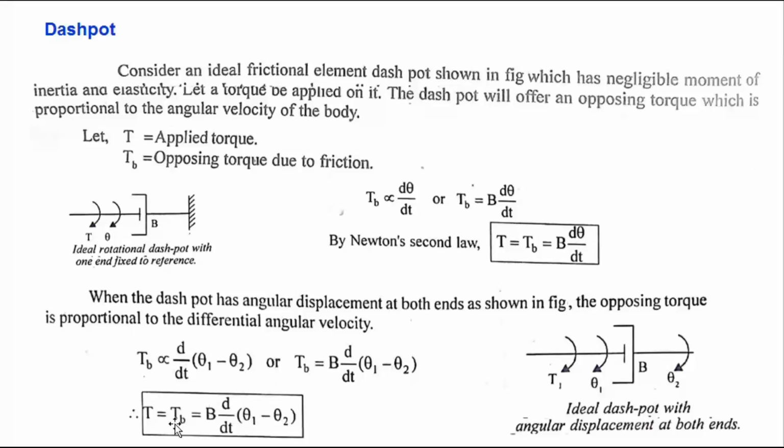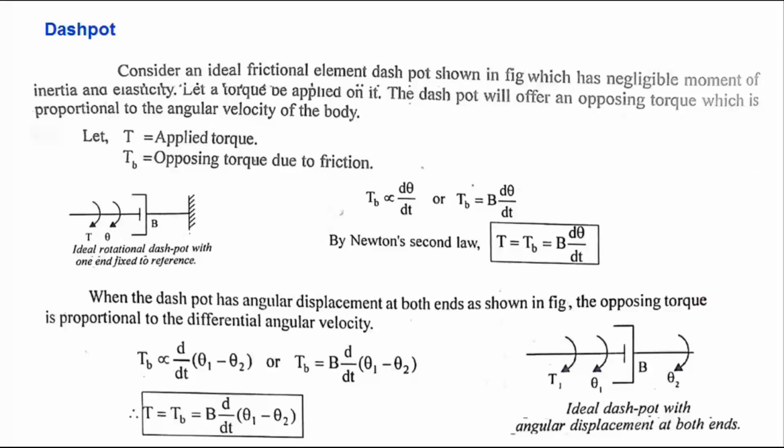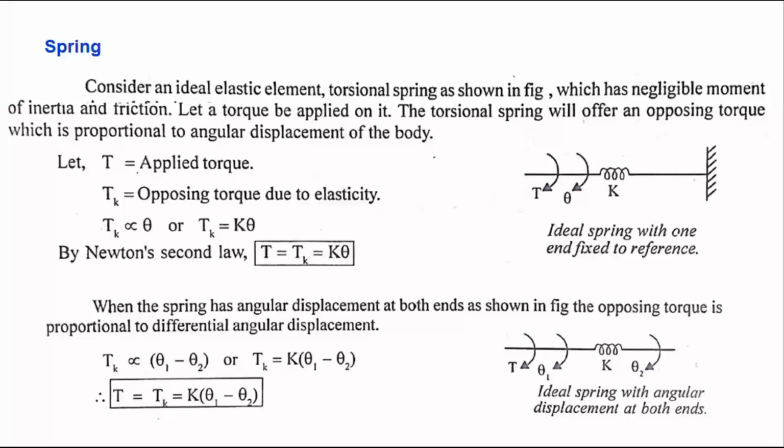The first formula, the torque acting on the mass element, that is the moment of inertia of the mass: T is equal to J into d square theta divided by dt square. Then the second formula, the opposite force acting on the dash part, b into d theta divided by dt. Then the opposite force in the spring element, Tk is equal to k into theta. Both ends are free, meaning theta is substituted by theta 1 minus theta 2.